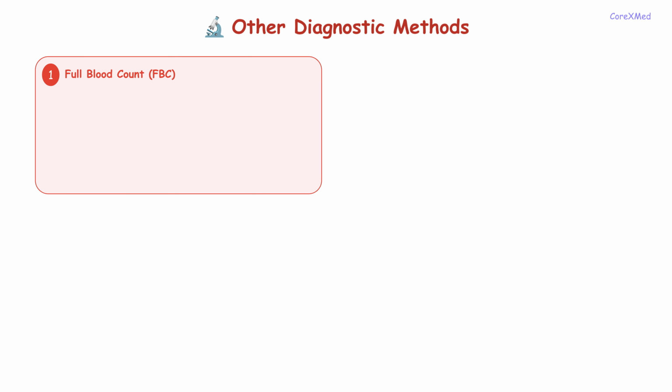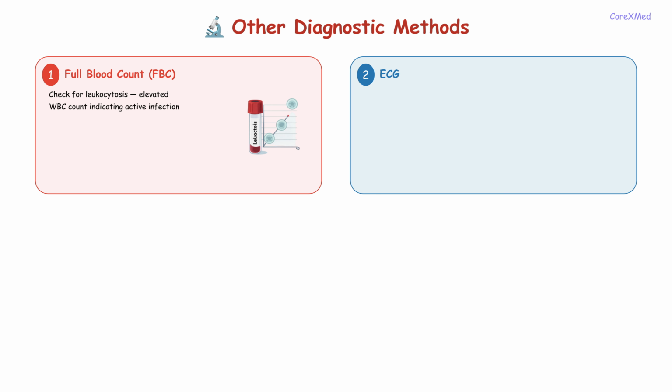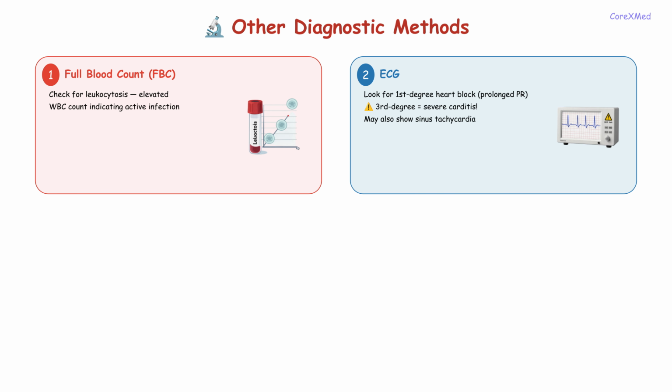What are the other diagnostic methods? First, a full blood count to check for leukocytosis. Second, an ECG. You are looking for a first-degree heart block. A prolonged PR interval. If you see a rare third-degree heart block, that means severe carditis is actively taking out the conduction system. You may also see sinus tachycardia.